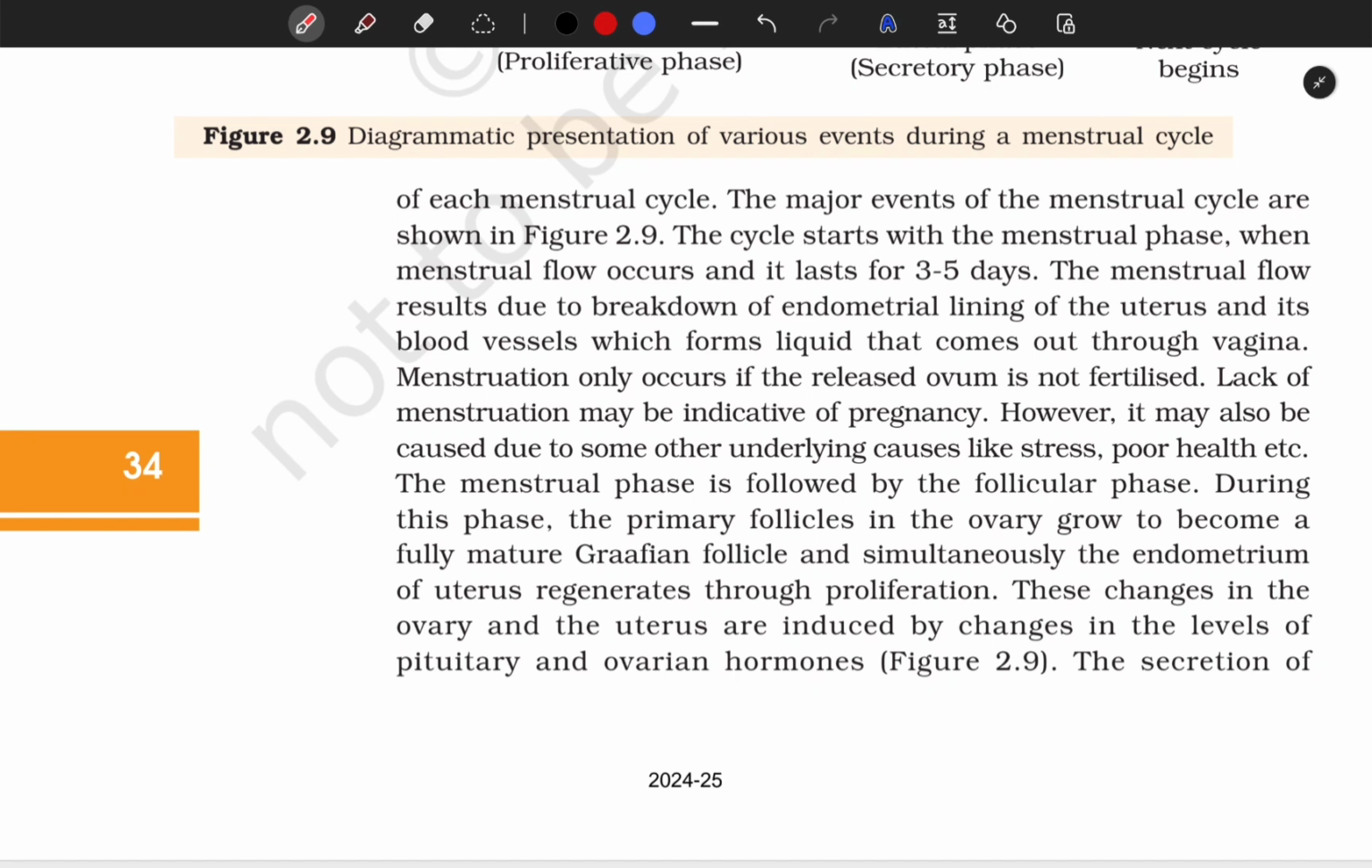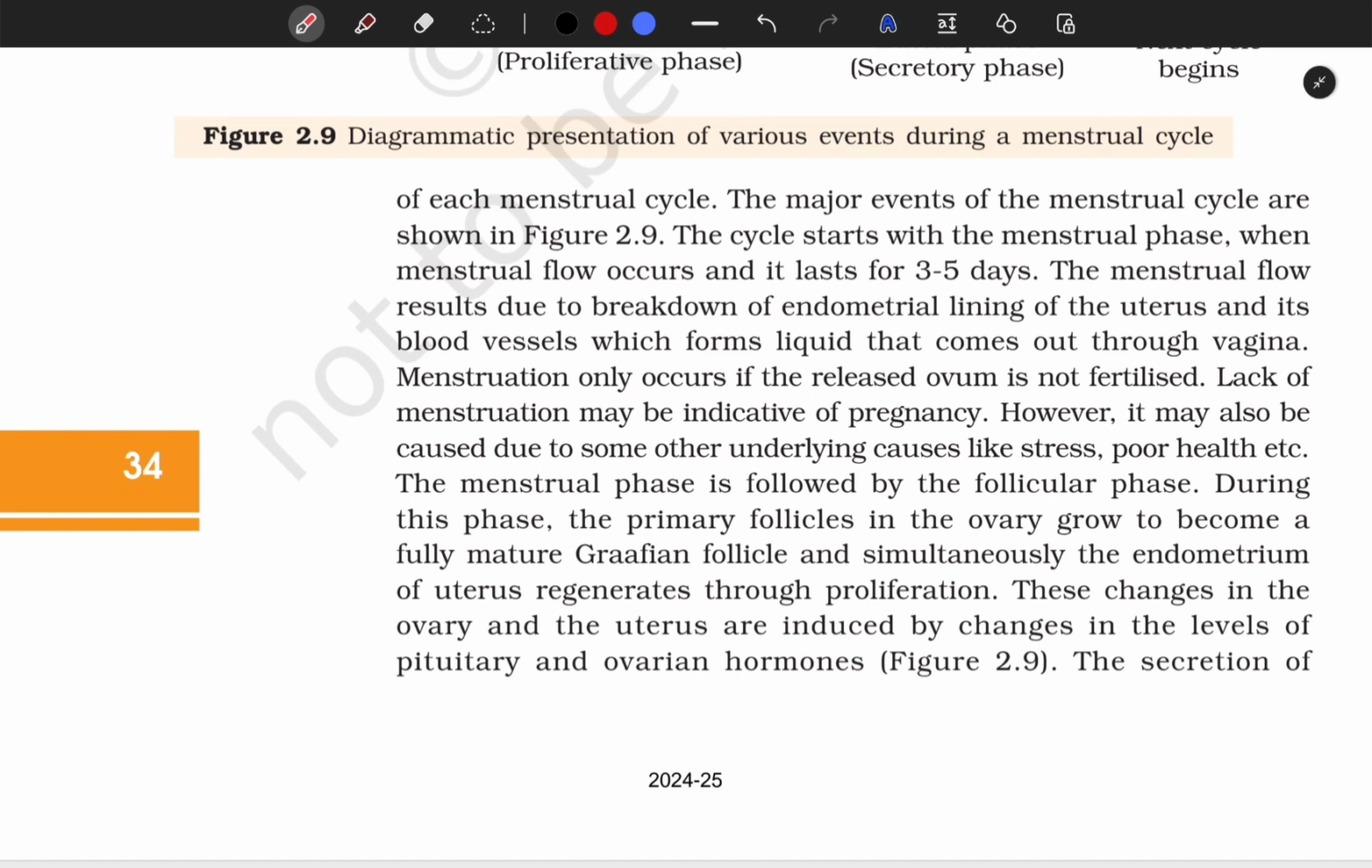Menstruation only occurs if the released ovum is not fertilized. Lack of menstruation may be indicative of pregnancy. However, it may also be caused due to some other underlying causes like stress, poor health, etc. The menstrual phase is followed by the follicular phase.